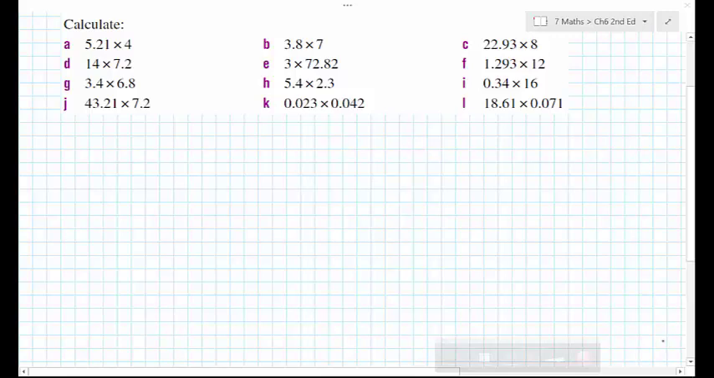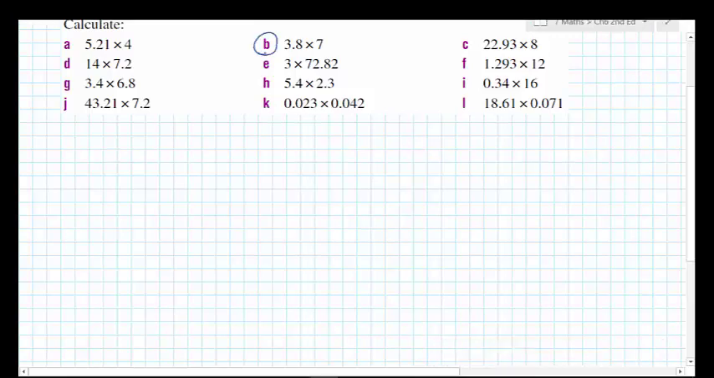Okay, so this question here, let's have a look at calculating the following. So let's look at B. With B we have 3.8 times 7. When we look at multiplying decimals, or anything involving decimals, all we do first of all is look at it and ignore any of the decimals that are in here. So I'm just going to write this down at the moment as 38 times 7.